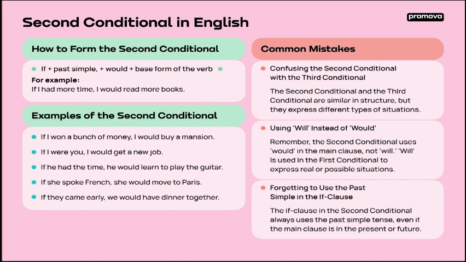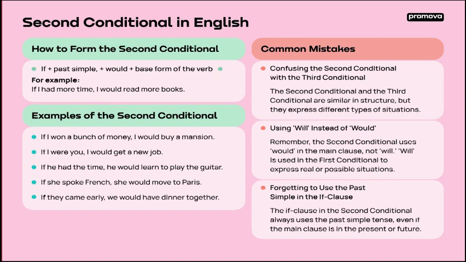The formula for this conditional is the following. If plus subject plus simple past, or past simple, comma, subject plus modal, which I said can be would, could, may, and might, plus a base verb.